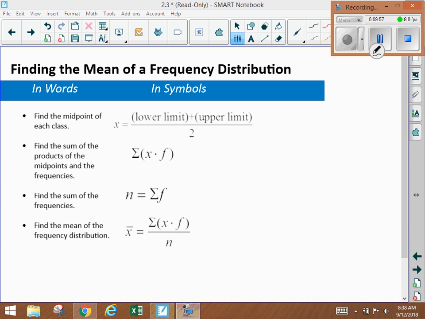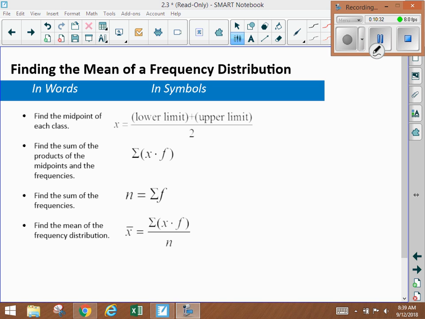Okay, so we've got the midpoint of each class, so we've got a lower limit plus our upper limit. Imagine if we were going ages 0 to 4, 5 to 9, 10 to 14. For that 10 to 14 class, the lower limit would be 10 and the upper limit would be 14. If I take those two, add them, and divide by 2, I've got the middle. So that's what that is.